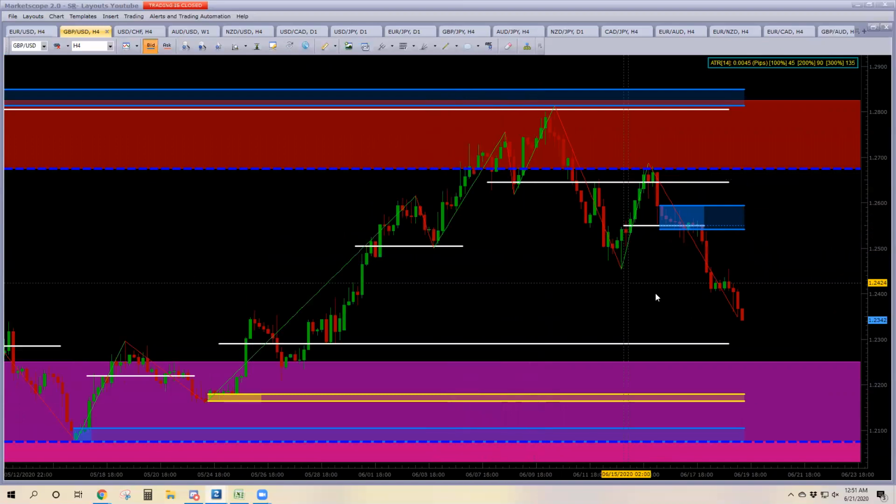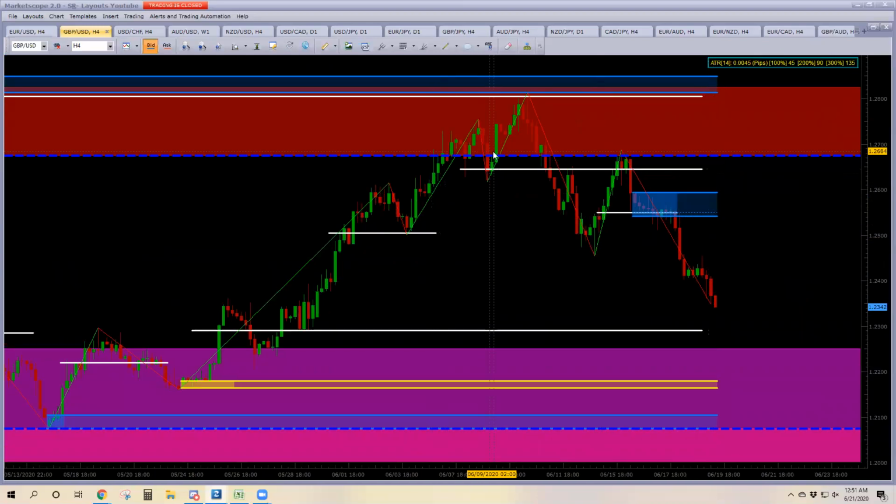This is what I'm trying for you guys to understand: once we come into these higher time frame zones and you're getting confirmation that it's going down, why would you want to look for longs if you're an intraday trader or swing trader? You should be looking for shorts.